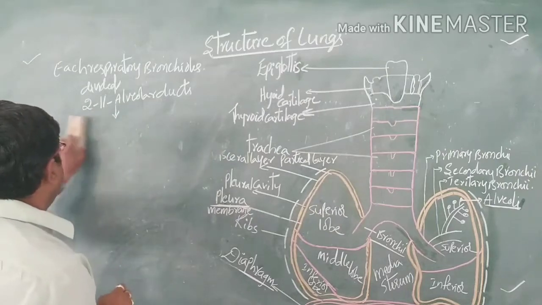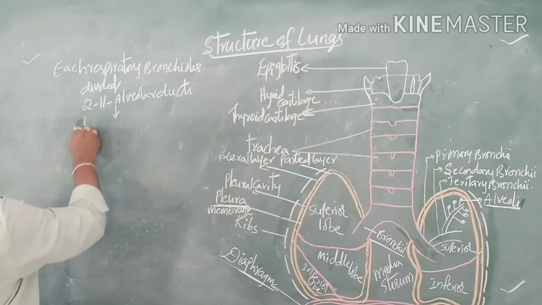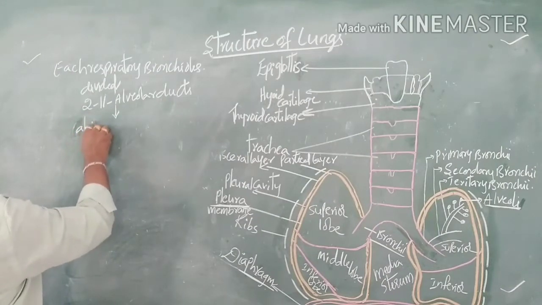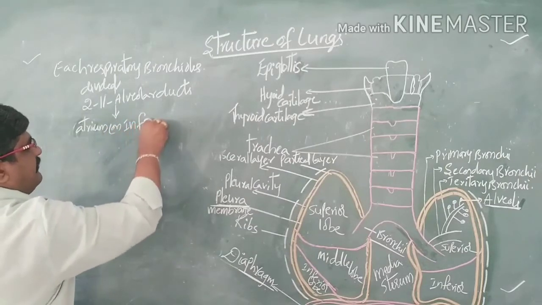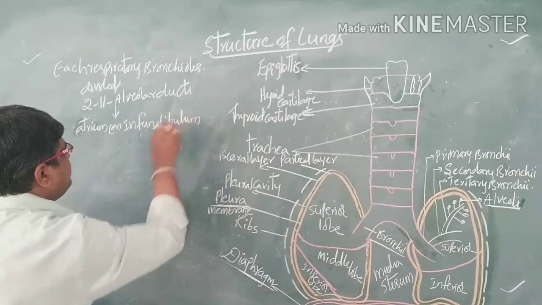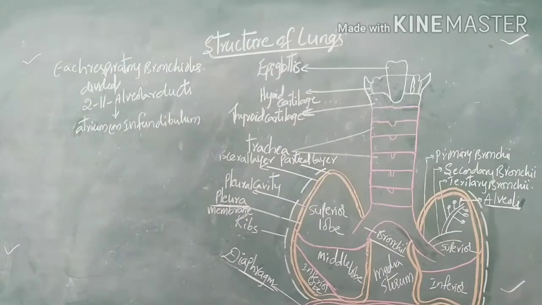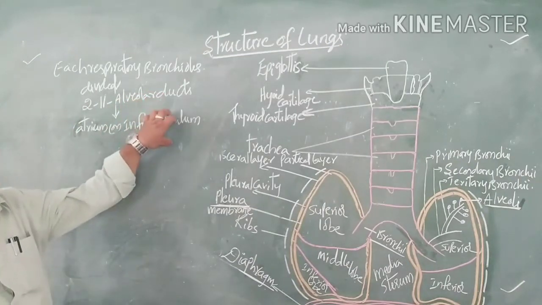Atria have structures called the atrium, or an infundibulum. Each respiratory bronchiole is divided into 2 to 11 alveolar ducts. These alveolar ducts dilate into an atrium, or an infundibulum.